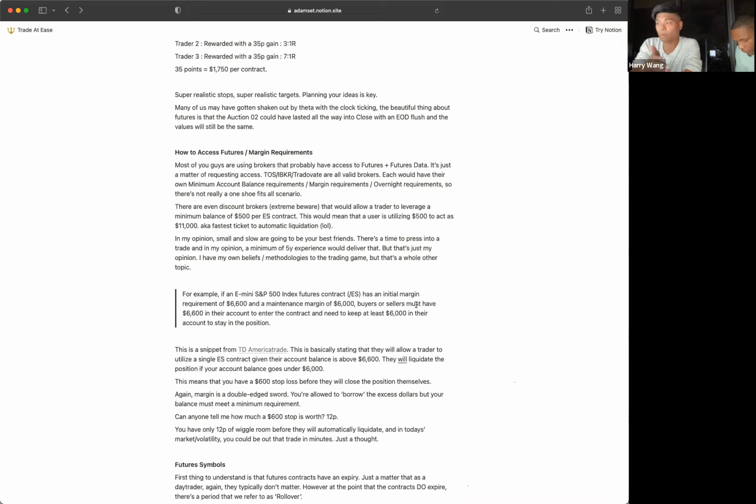In fact, there are even discount brokers, which I have to press extreme caution, beware, because this would allow a trader to leverage a minimum account balance of $500 to execute an ES contract, which is crazy. Just be aware that margin isn't always a good thing, okay? If I were to enter a position that allowed me to have $500 to manage one ES contract, this would essentially mean the user is utilizing $500 to act as 11,000. That's AKA the fastest ticket to automatic liquidation.